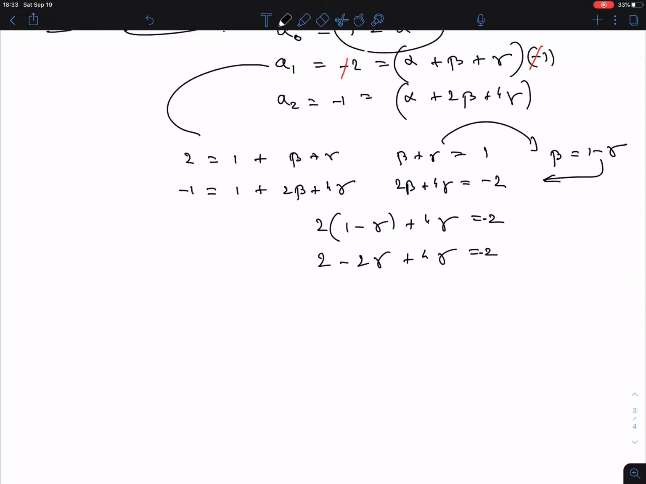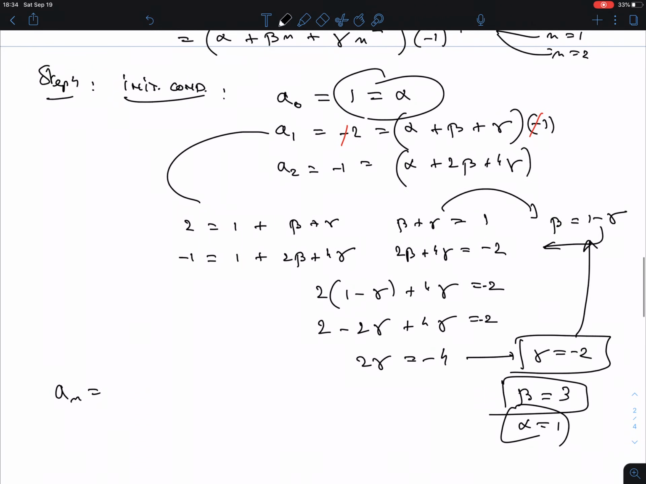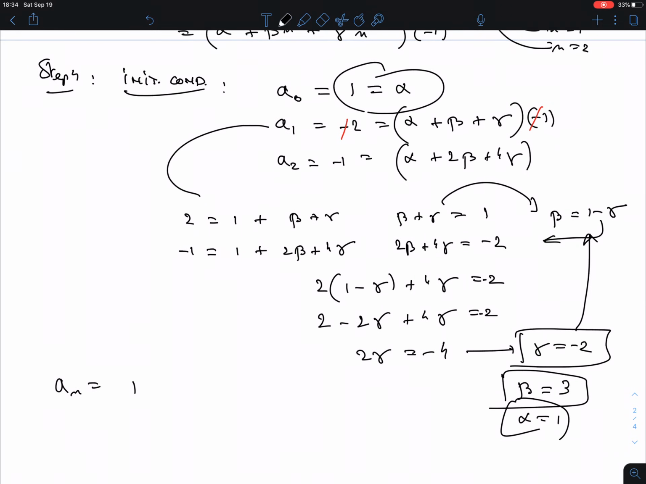So if I bring this now to the other side, we have here 2 gamma equals -4. So I see that gamma is -2. And if I plug it in here, then I see that beta is 1 minus -2, so beta is 3, and I know already that alpha is 1. So the general solution is a_n is this polynomial: 1 plus 3n minus 2n squared, times -1 to the power n. Okay, that's correct.